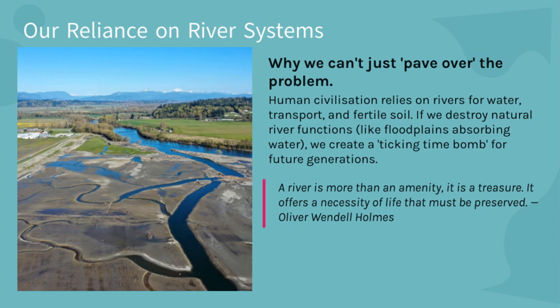Floodplains are not wasted land. They are natural storage areas for floodwater. If we build over floodplains or destroy natural river functions, we may increase danger for the future.